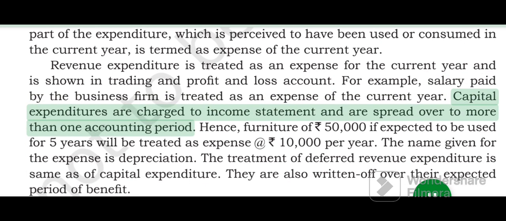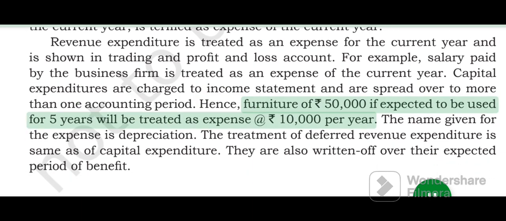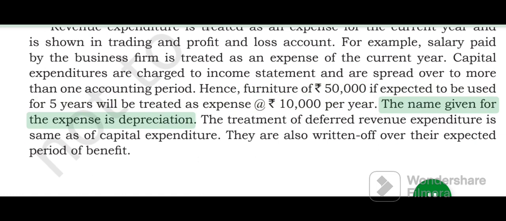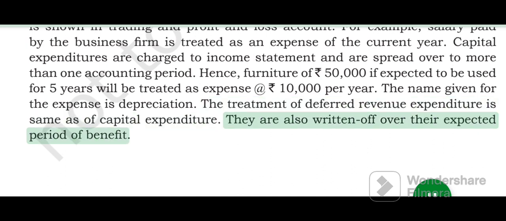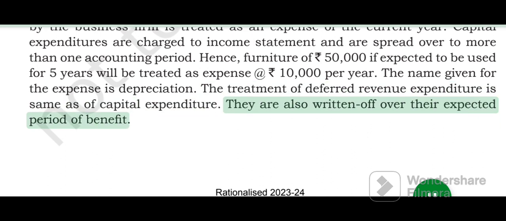Capital expenditures are charged to income statement and are spread over to more than one accounting period. Hence, furniture of $50,000 if expected to be used for 5 years will be treated as expense at $10,000 per year. The name given for the expense is depreciation. The treatment of deferred revenue expenditure is same as of capital expenditure. They are also written off over their expected period of benefit.